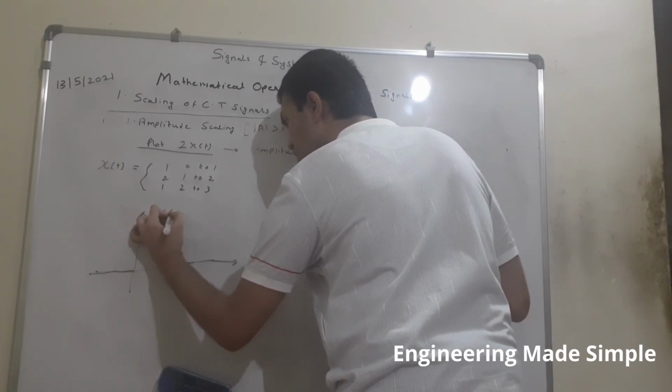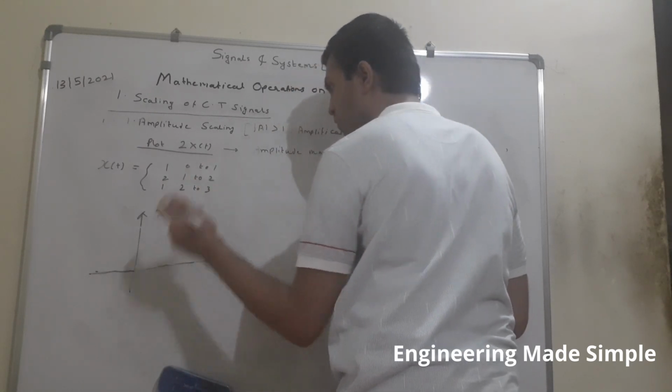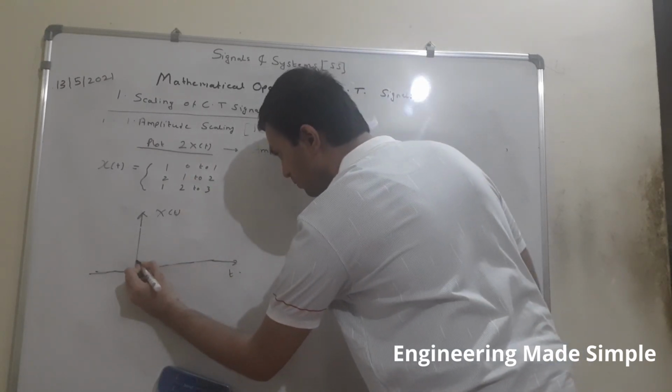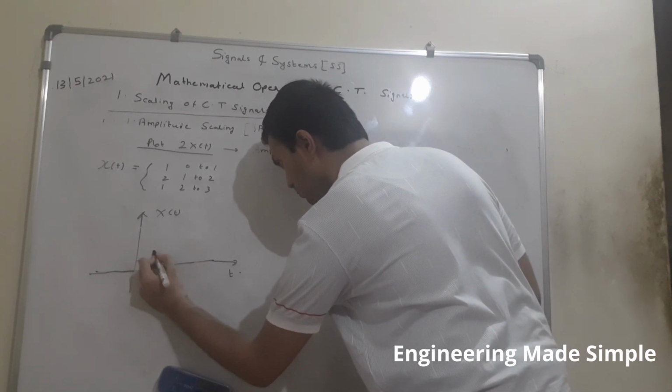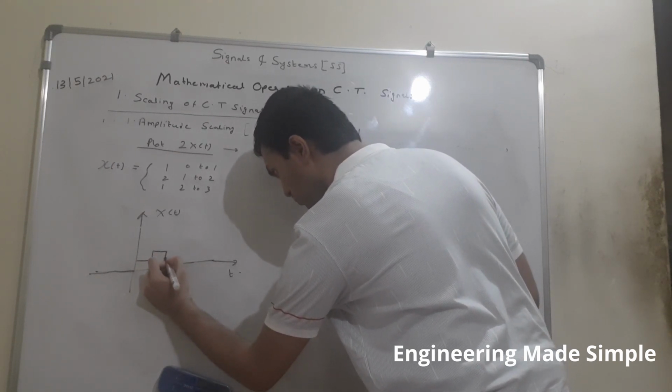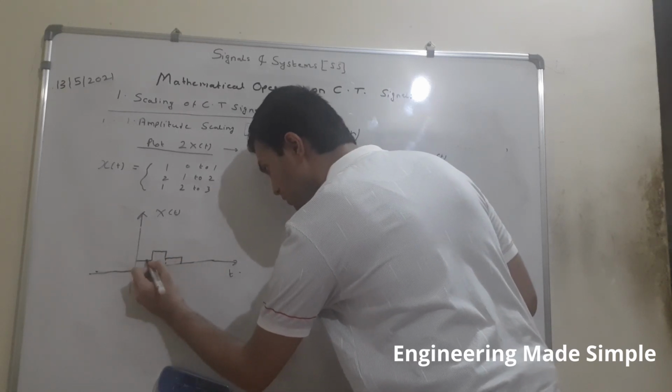So this was our x of t, this is our time axis. For 0 to 1 its value is 1. For 1 to 2 its value is 2. And again for 2 to 3 its value is 1. So the signal will be something like this.